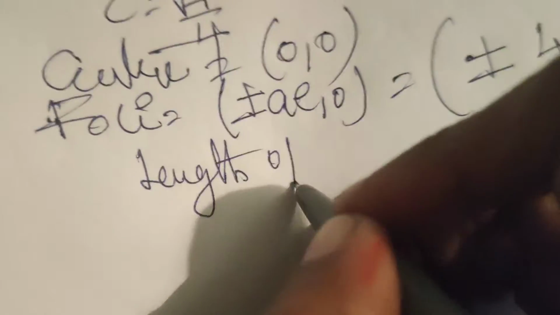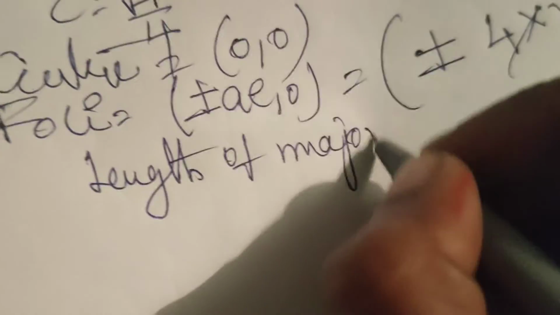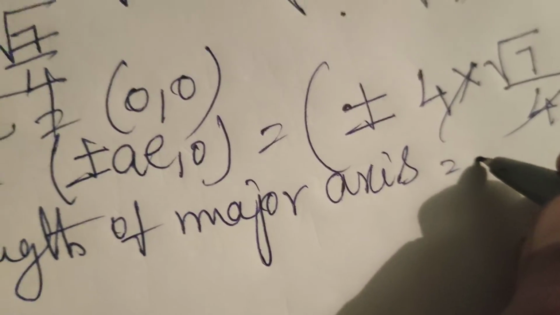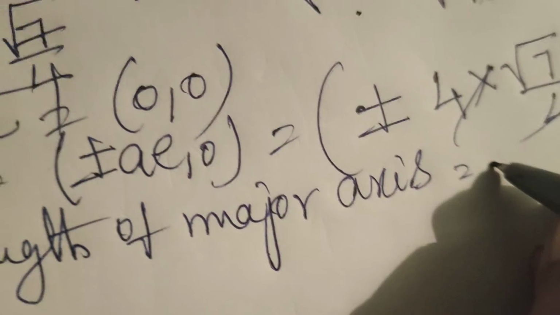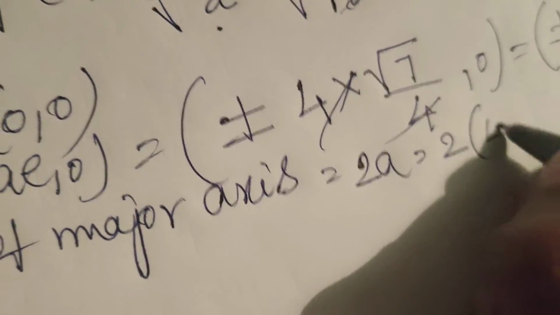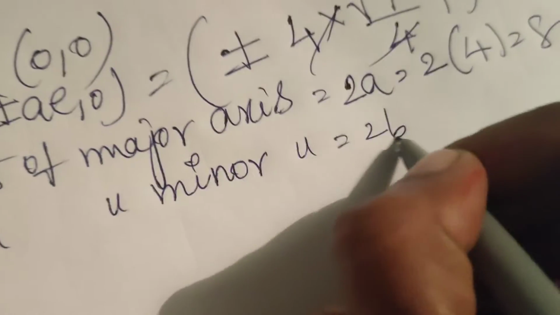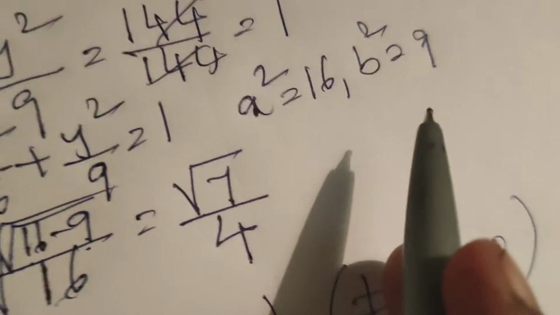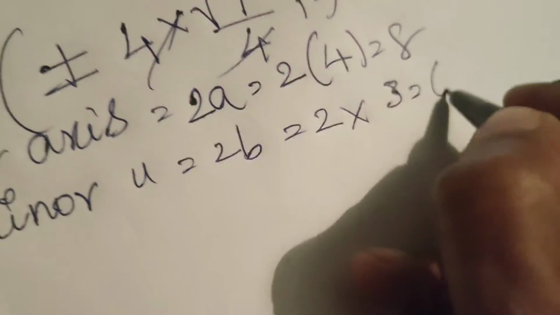Next, find out the length of major axis. Length of major axis means the formula here is 2a, that is 2 into a means 4, that is 8. Length of minor axis means 2b, that is 2 into b means 3, that is 6.